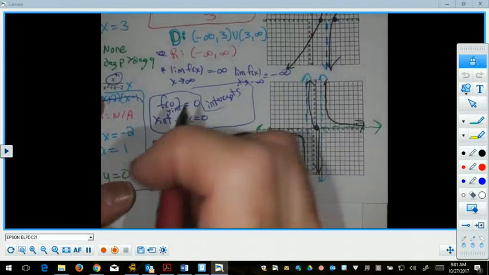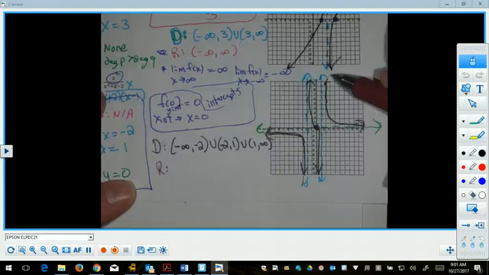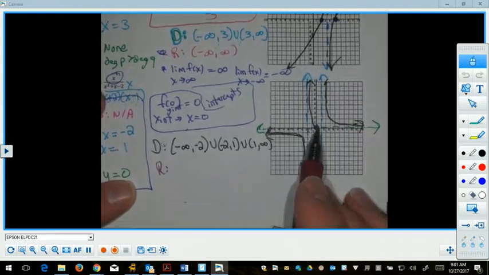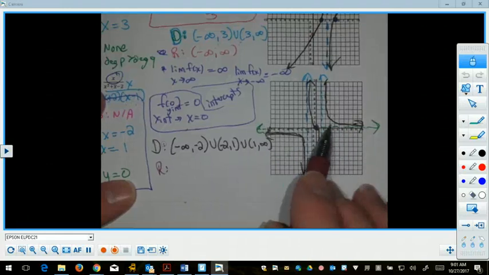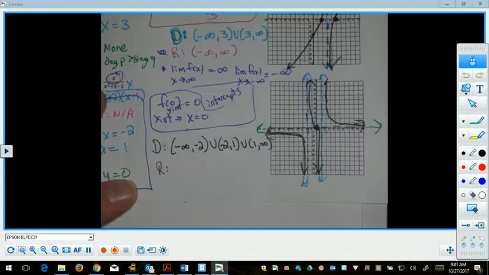I'm going to add the piece of the range. The range, this goes down forever, and this goes up forever, but, oh, and here's the trick. Usually the horizontal asymptote, we would say it couldn't be part of the range, right? But what's going to change that? Do you guys see?